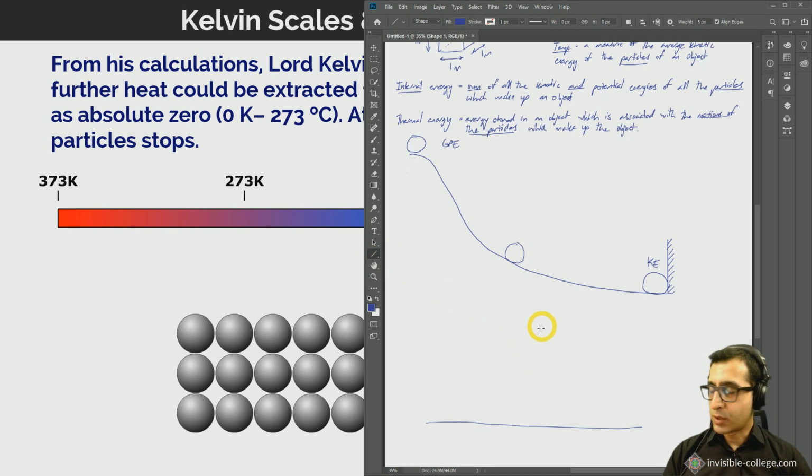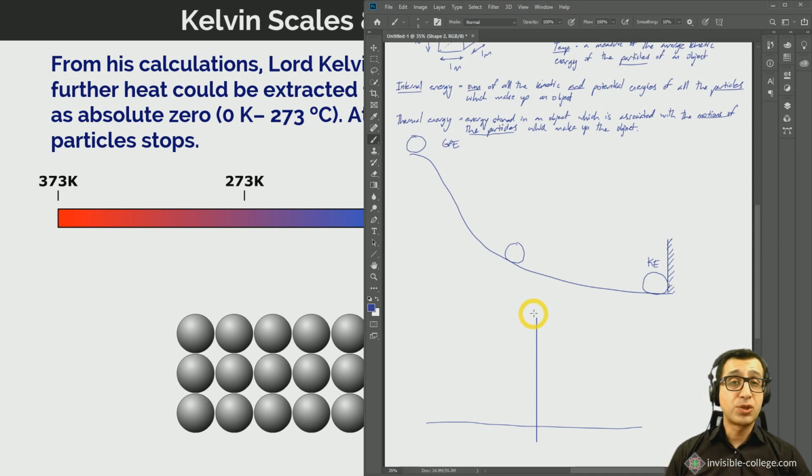There we go. All right, so not very good at drawing vertical lines, so I'm not going to trust that to my free hand. All right, so if we imagine that we measure the pressure of a gas. Now, the pressure of a gas, as we'll see in a second, has a lot to do with particle movement. Now, what Kelvin did was he measured the pressure of a gas at increasing temperature. And what he found was something like this.